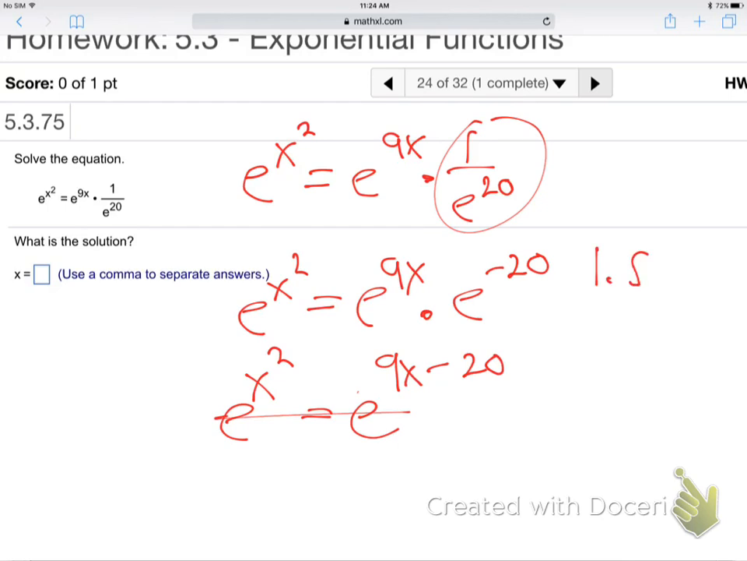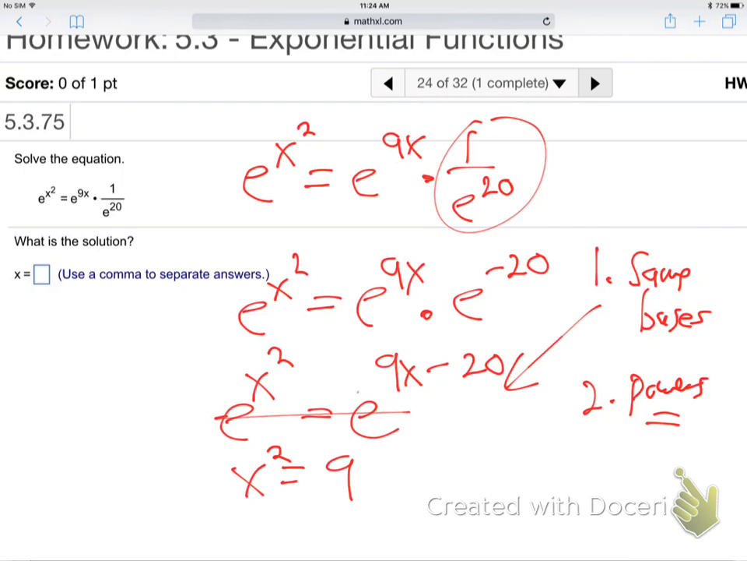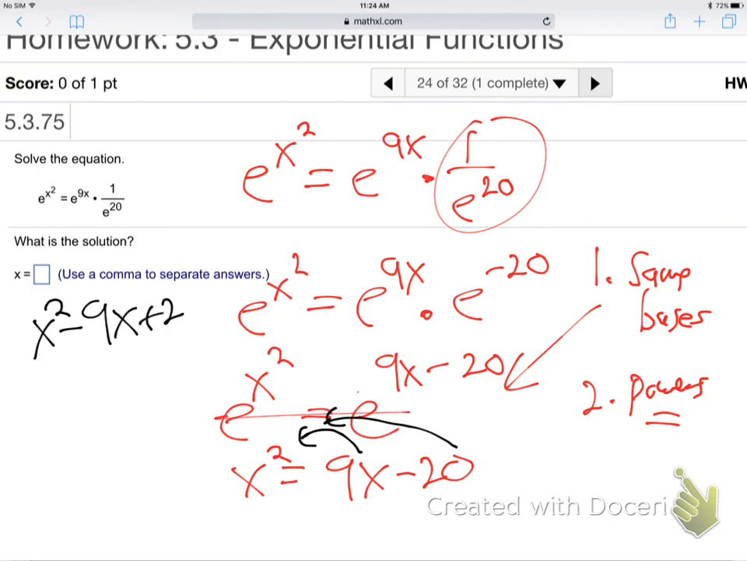Step 1, same bases. Did it. Step 2, powers equal. So now the powers are equal. Now we solve an x squared equation. How do we solve an x squared equation? Get a 0. So jump this over, jump this over. What's that? Minus 9x plus 20. Let me give you just a second. Finish that up. Make sure you can do that okay.